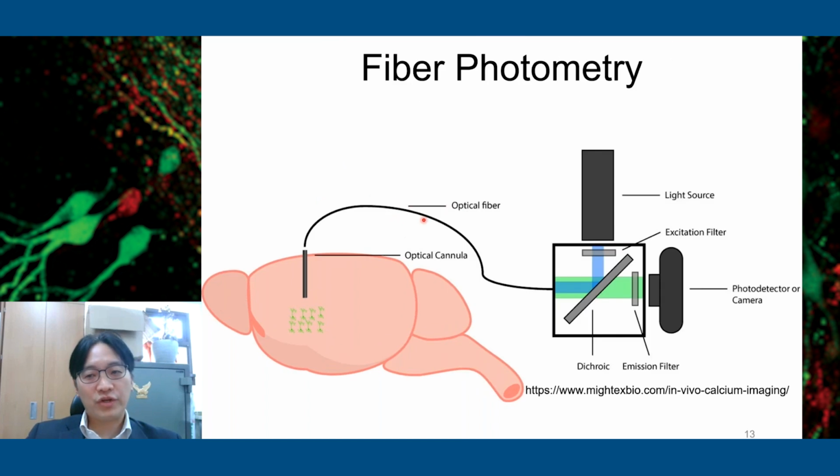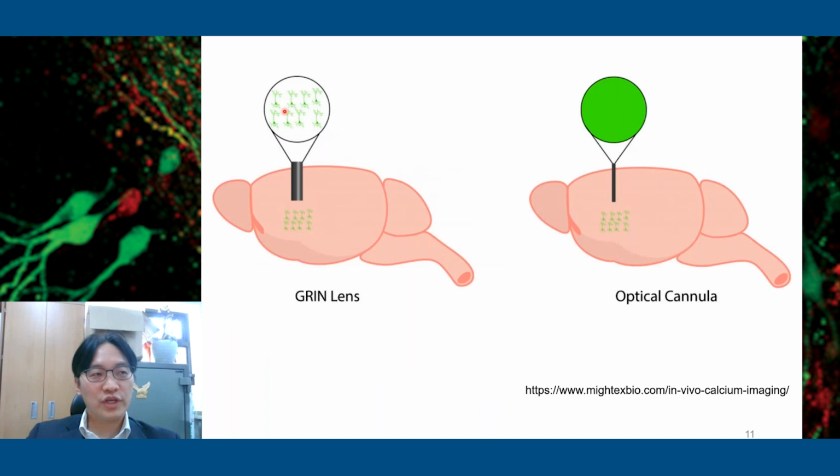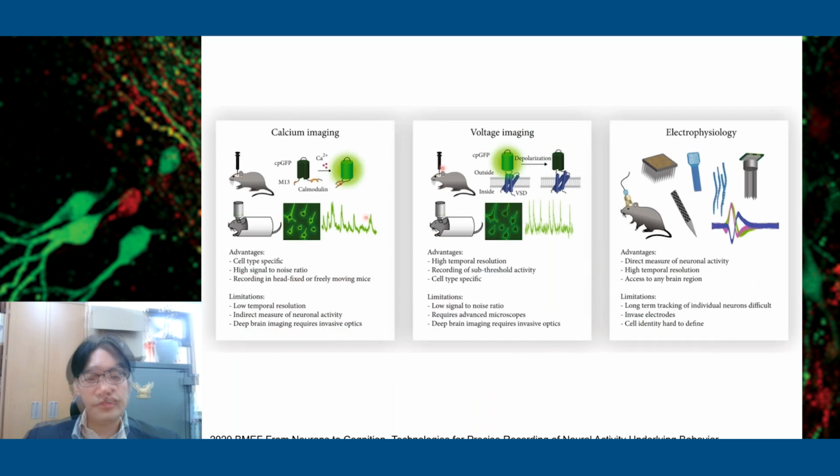And the fiber photometry, it doesn't have this lens, so it only calculates how much light is within the tip of the optic cannula. So it just produces a single number, the brightness of the whole 8 neurons. But for this, we can record the image of the 8 neurons or 100 neurons. Okay. So about the indicators, we can use calcium-based imaging or voltage-based imaging or electrophysiology.